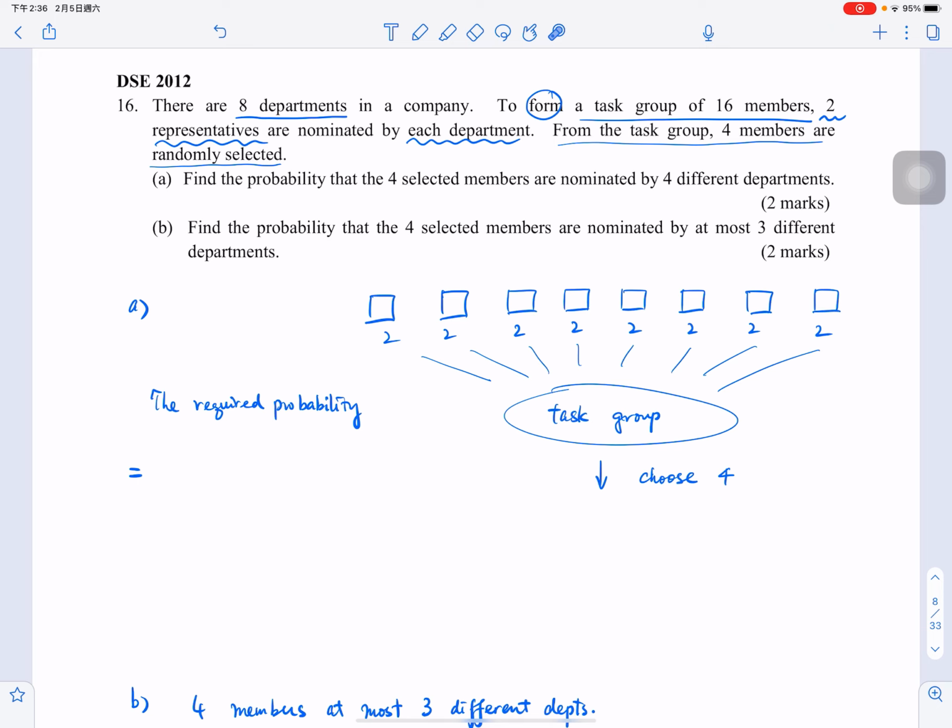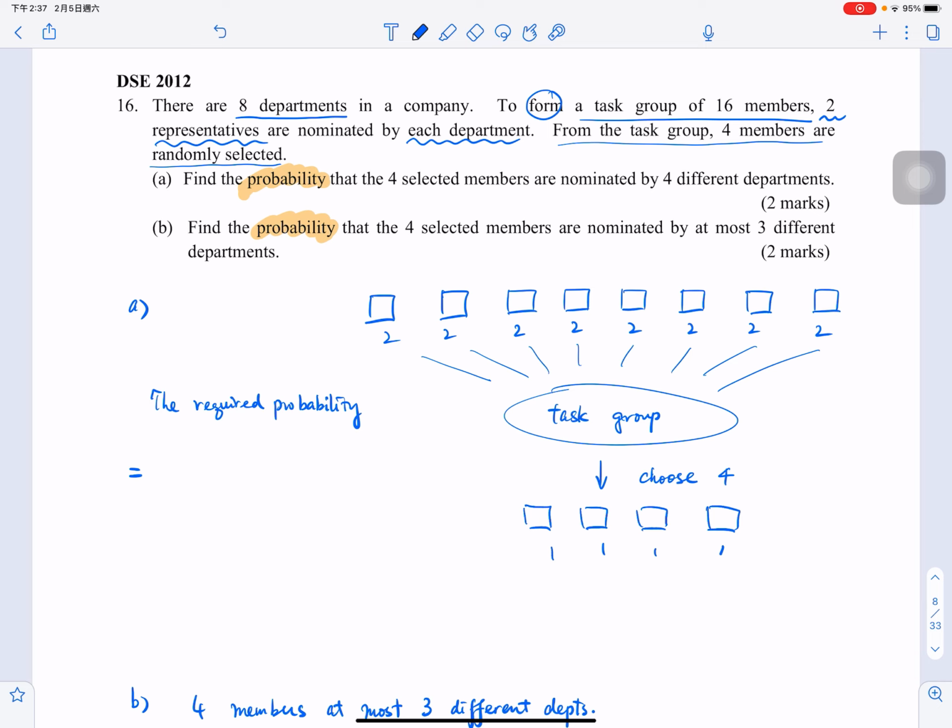Part A, find the probability that the 4 selected members are nominated by 4 different departments. So we go on to find the total possible outcomes and favorable outcomes. Oh, I see. That means from 4 departments, 1, 1, 1, 1. So you choose 4 from the 8 departments, and each department chooses 1 member. Understand the question? Seems not difficult now.